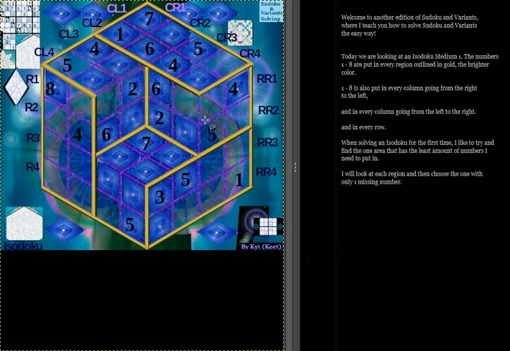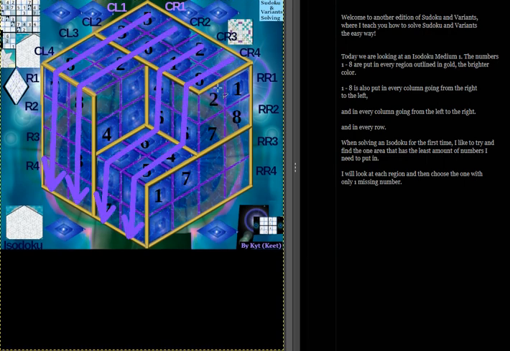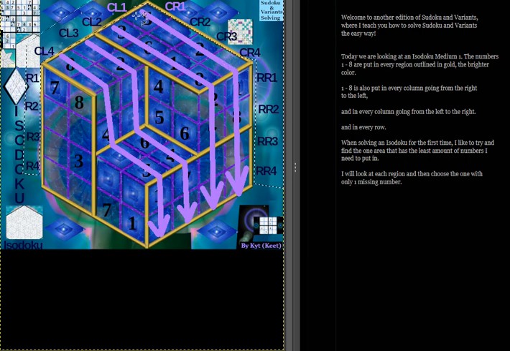One through 8 is also put in every column going from the right to the left. And in every column going from the left to the right. And in every row.